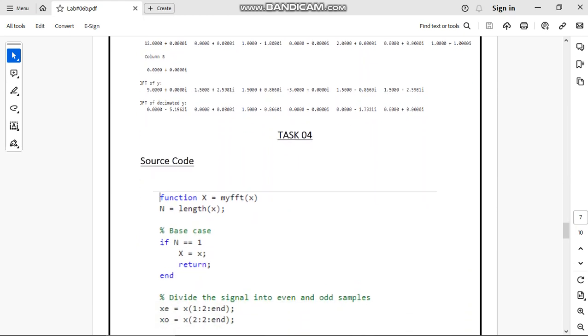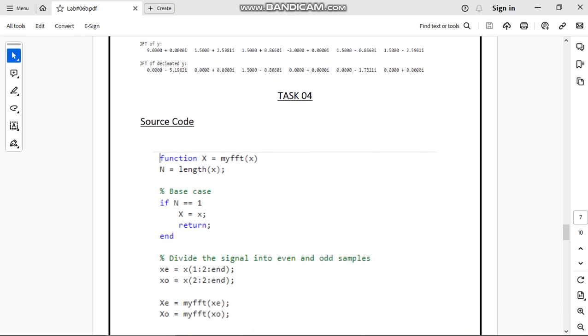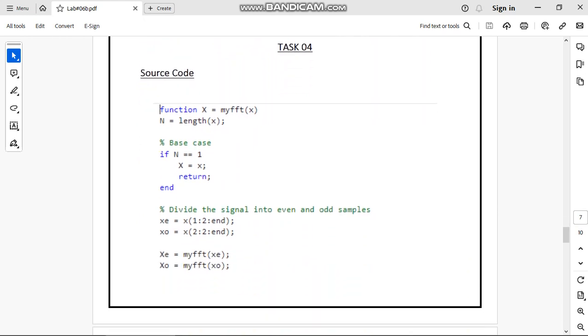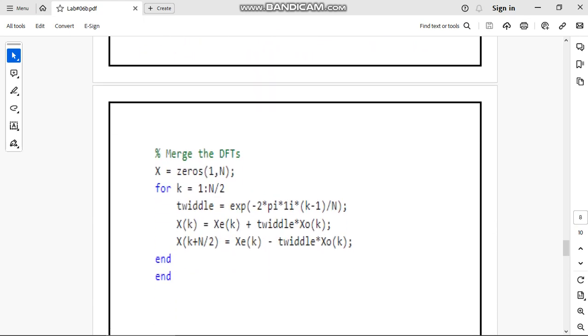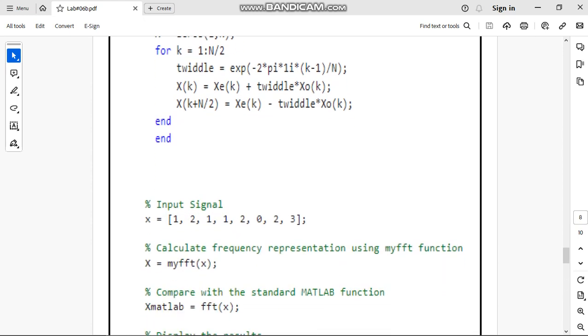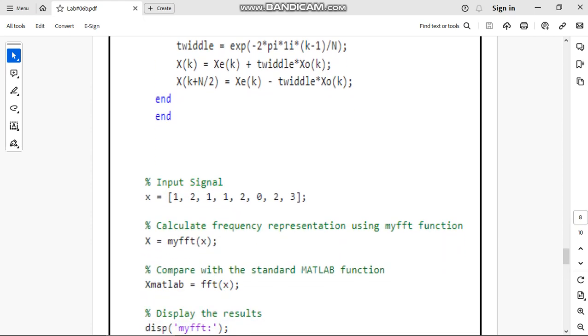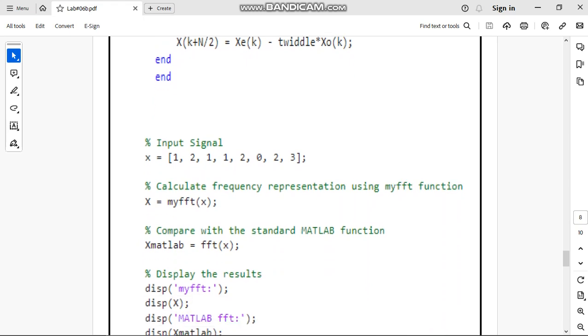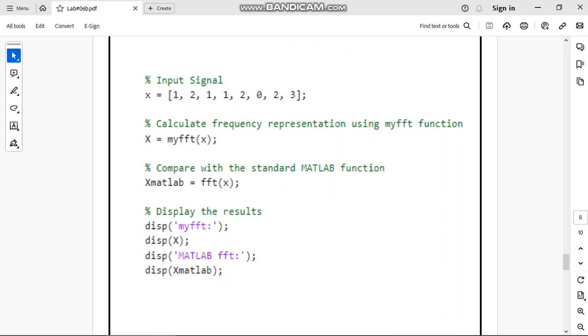Here I am defining a function, my FFT, with input x. Then I am using an if statement, then dividing the signal into even and odd samples, then merging the DFTs of even and odd samples. Then I have given the value to the input signal, which is x equal to 1, 2, 1, 1, 2, 0, 2, 3. Then calculating the frequency components using my FFT function, then displaying the result.